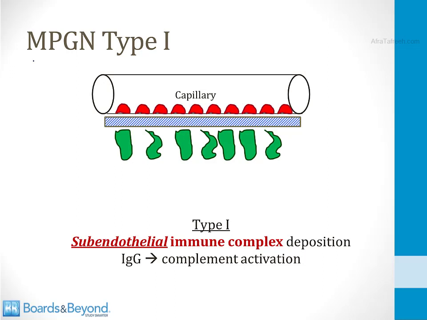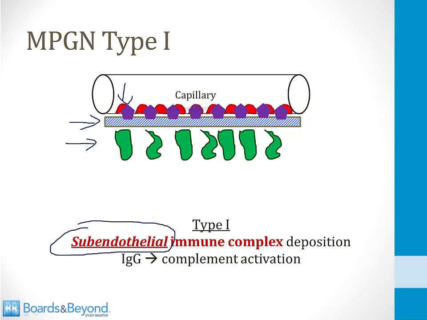Shown on the screen is a drawing of a glomerular capillary, including the three elements of the capillary wall. In red are the endothelial cells, in blue is the basement membrane, and in green are the podocytes. The pathophysiology of MPGN type 1 involves subendothelial immune complex deposition. Immune complexes, which include IgG antibodies, are shown in purple in my drawing beneath the red endothelial cells. These immune complexes deposit in the subendothelial layer. This is what they're going to want you to know for step 1.